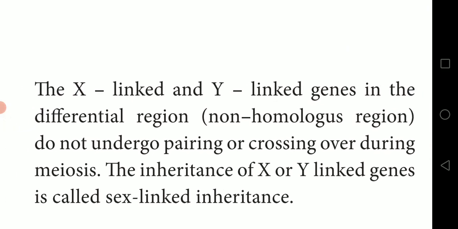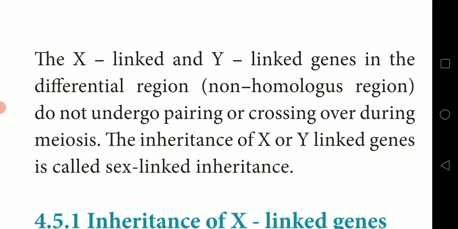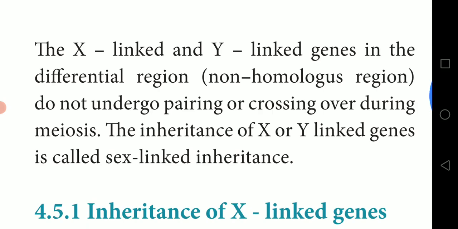Next one, the X-linked and Y-linked genes in the differential regions are called non-homologous regions. Previously we have seen what X-linked genes mean: in the chromosome, the genes are present in different regions. Same thing for the Y-linked genes. Here, the X and Y-linked genes are present in different regions, and that is why they are non-homologous regions. Homologous means same, but this is not the same, so it is called a non-homologous region.